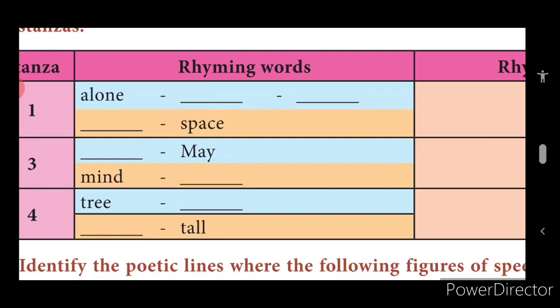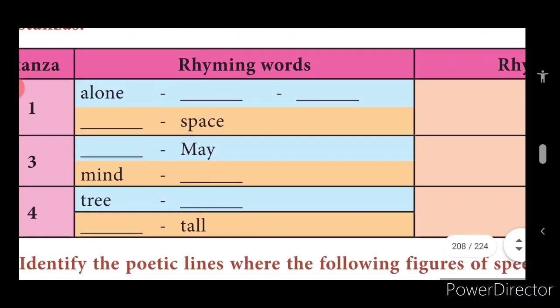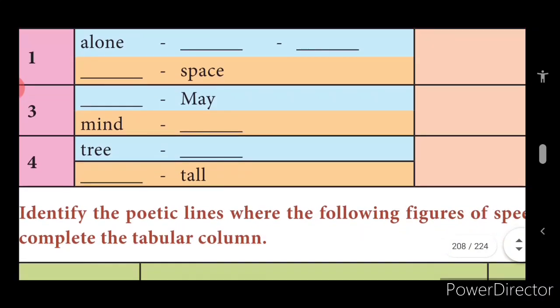Okay. Then, from third stanza, pick out the rhyming words. For May, what is the rhyming word for May? Day. Day, May. Okay. The next rhyming word from the same stanza. Mind is given. For mind, kind. Yes, kind. It's rhyming in sound. Mind, kind, K-I-N-D.